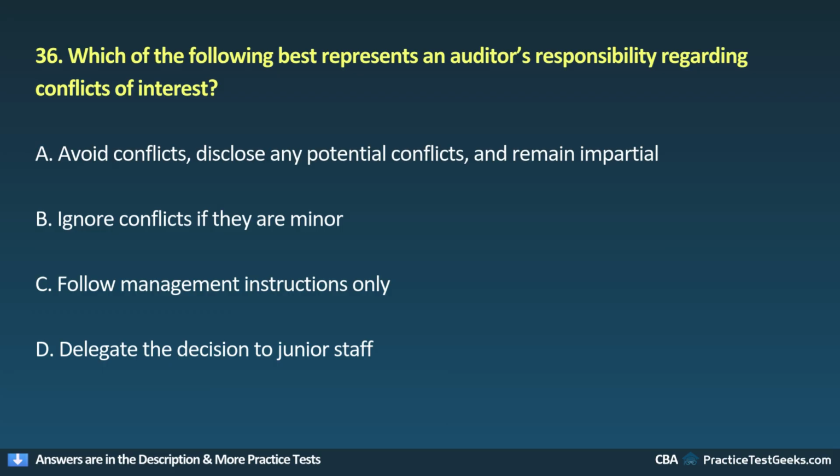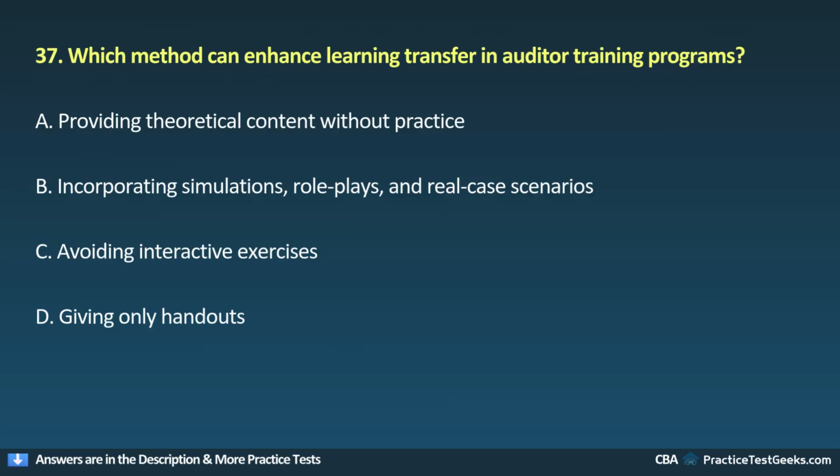A. Avoid conflicts, disclose any potential conflicts, and remain impartial. B. Ignore conflicts if they are minor. C. Follow management instructions only. D. Delegate the decision to junior staff. 37. Which method can enhance learning transfer in auditor training programs?